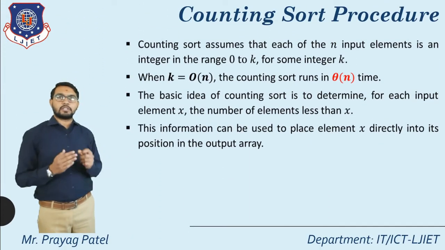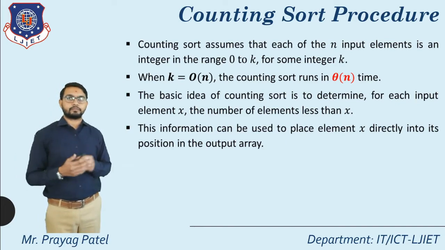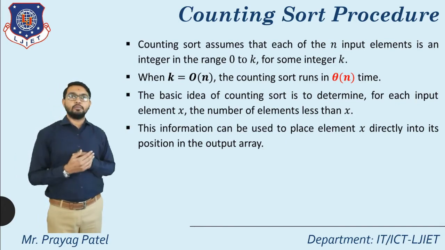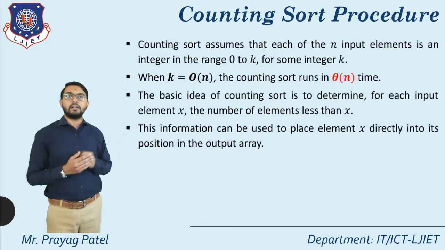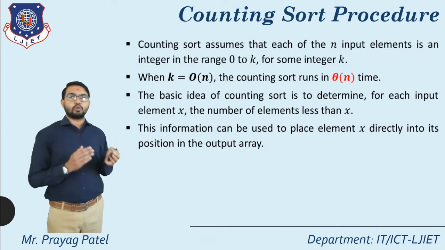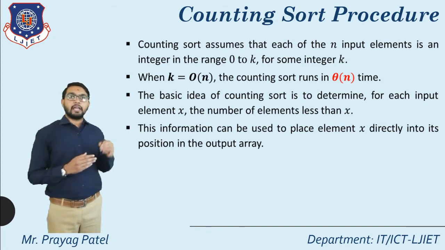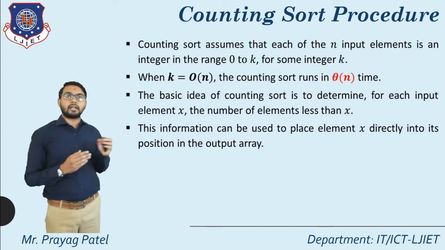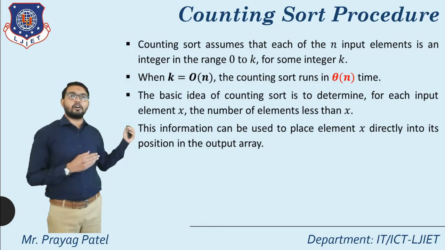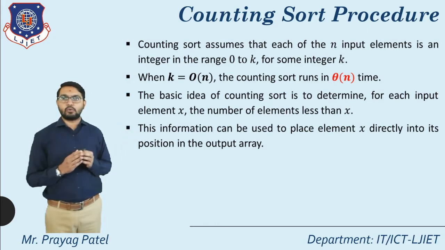Now consider the procedure for the counting sort. Counting sort: assume that each of the n input elements is an integer in the range from 0 to k for some integer k. So here k means the highest or largest number, where k equals big O of n. The counting sort runs for theta of n time. The complexity of the counting sort algorithm is theta of n.